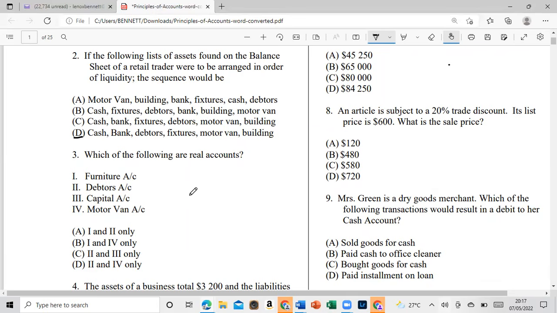Which of the following are real accounts? Furniture account, debtor account, capital, and motor van. So that would be 1, furniture account. And debtor, capital, motor van. So for this one, it would be B. 1 and 4 only are real accounts.